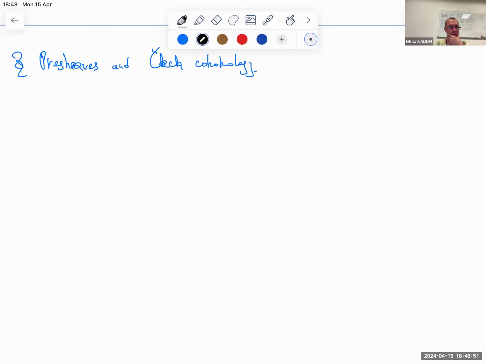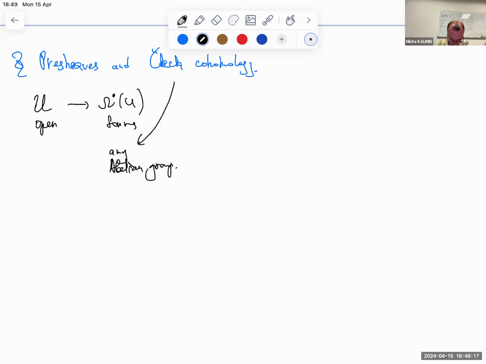So first of all, what is a presheaf? A presheaf is just a generalization of forms. So if you have an open set U, you can associate to it differential forms on U. But we can do it with any abelian group. So for a presheaf, we give it just any abelian group. So now let's define it.